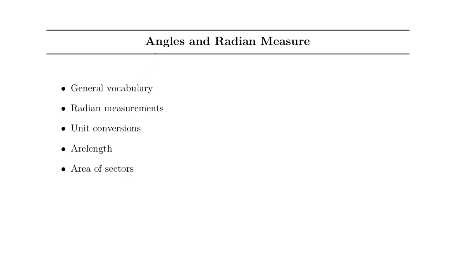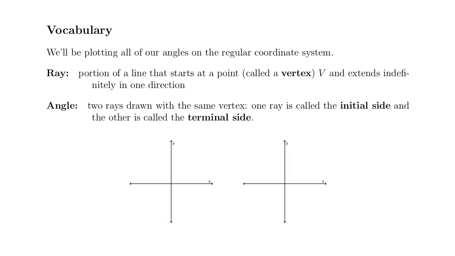So this is just our first bit. We're focusing on angles and radian measurements. So mostly it's just going to be some vocabulary stuff. We'll build up from there. We won't really get too heavy yet. So here's some vocabulary stuff.